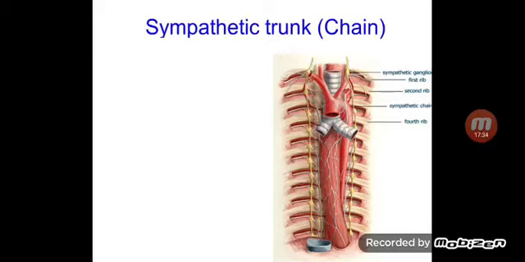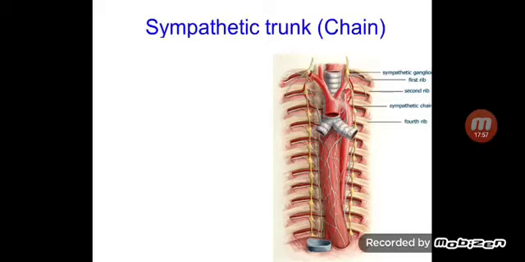The sympathetic trunk in the thoracic region is continuous above with the cervical part of the sympathetic trunk, and below with the lumbar part of the sympathetic trunk. We have cervical, thoracic, lumbar, and sacral parts of the sympathetic trunk.